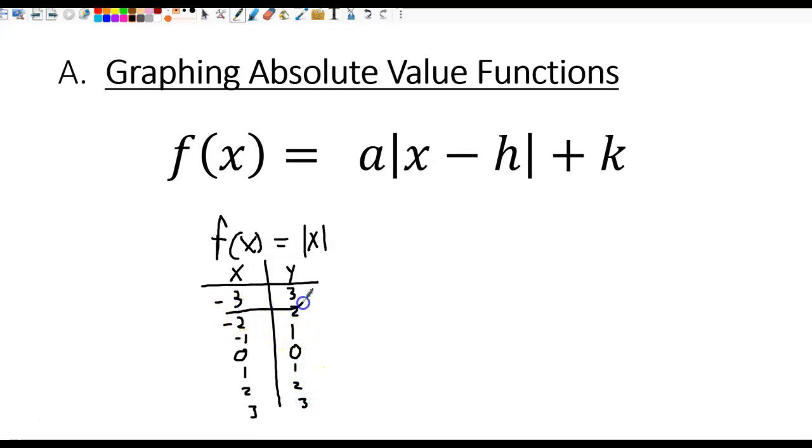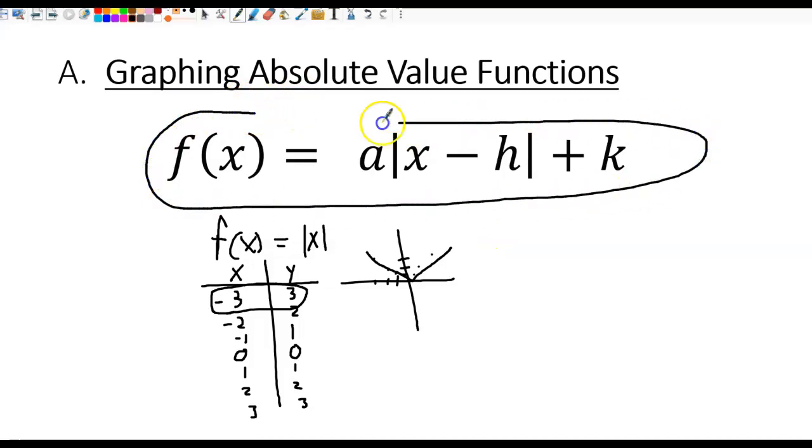And then if you graph these ordered pairs, like -3, 3, -2, 2, -1, 1, 0, 0, and keep doing that with all the other points, you get this V shape, which we kind of hinted at last class, that absolute value functions have. Today, we're going to be graphing absolute value functions, and most of the equations are going to look something like this. You're going to have a number in the front, a number being either added or subtracted here, and a number being either added or subtracted here.